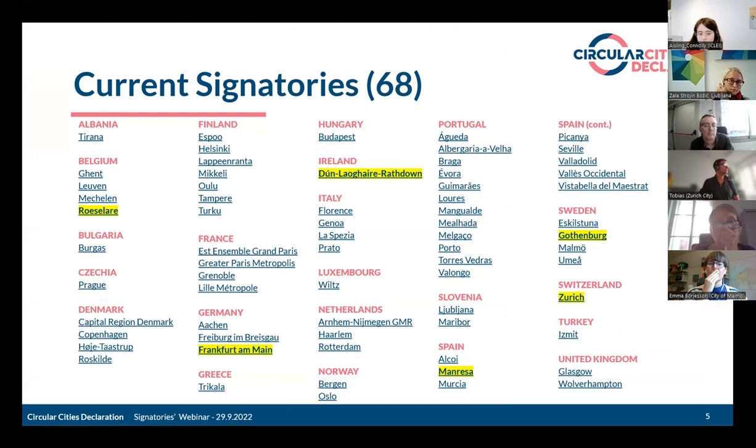We can highlight a few of the newer ones. We have Rosalair in Belgium. We have Frankfurt am Main in Germany. We have our first Irish representative, Dunleary in Rathdown County. We have Manresa in Spain. And two rather recent signatories, we have Zurich from Switzerland and we have Gothenburg from Sweden. So the group is growing and this is wonderful to see. Hopefully for the next webinar, we will beat the 70 mark.